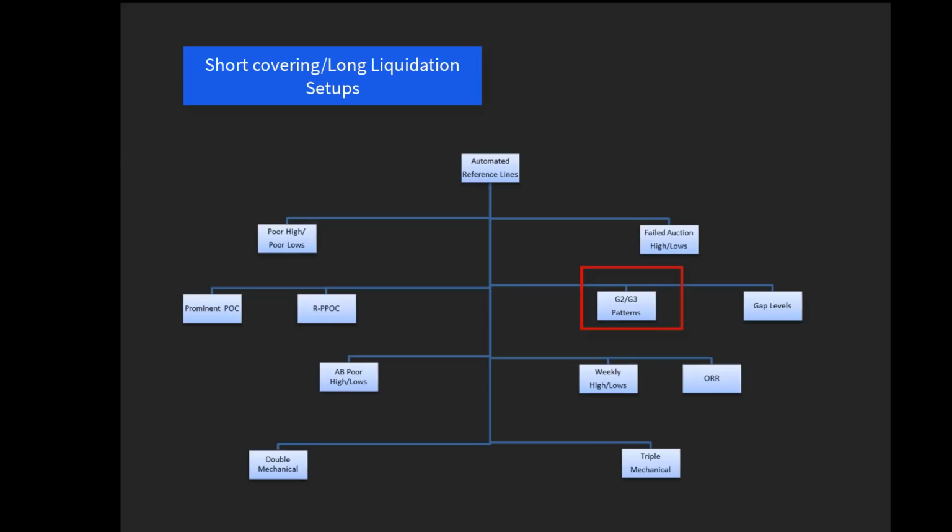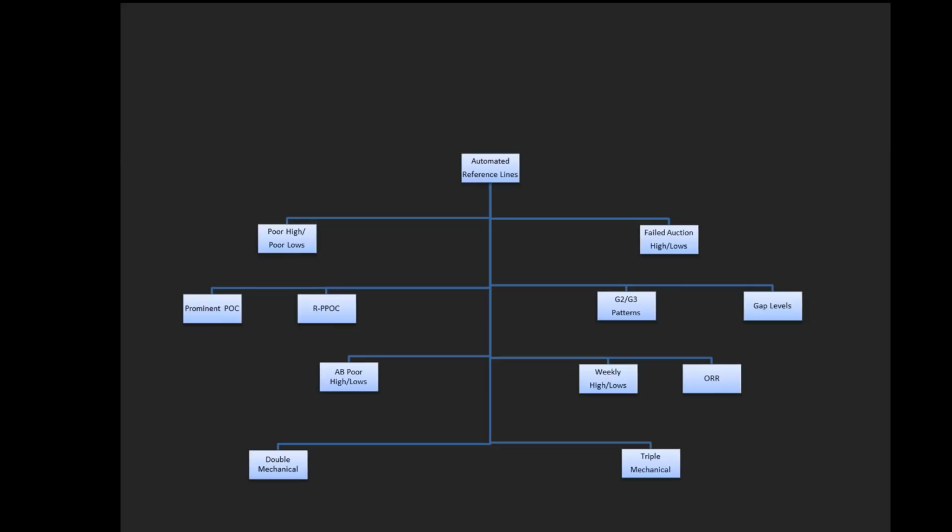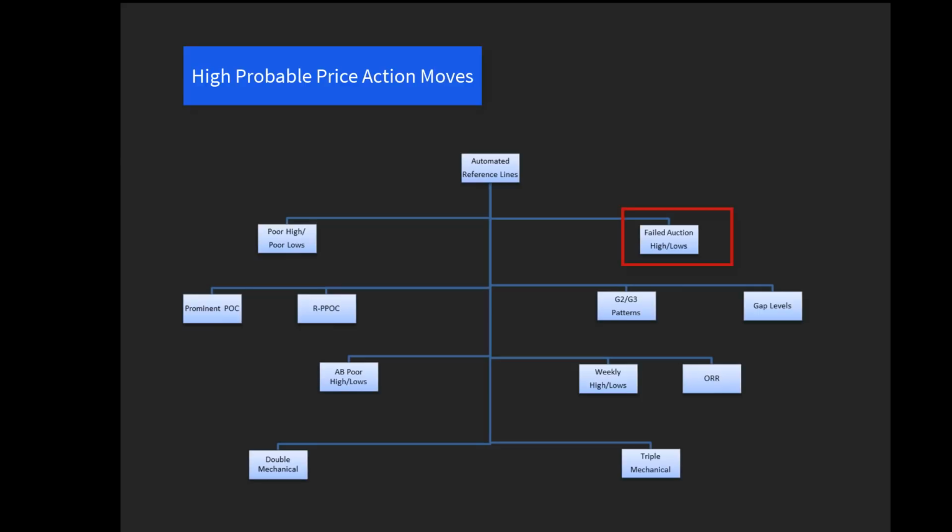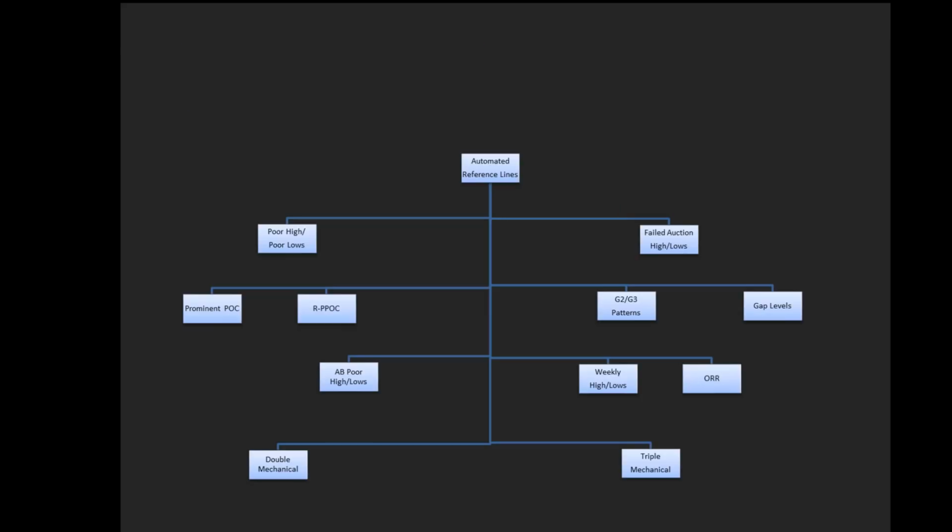The G2 G3 patterns explain a potential short covering or a long liquidation move, possibly towards those levels in T plus 2 days. And a failed auction is again a very key reference level in market profile, which explains high probable price action movement towards those levels in T plus 5 days. There are again other automated reference levels like gaps and weekly high and low reference levels to monitor the market confidence. So these are the most interesting reference levels you can find in Bell Market Profile Ultimate Edition at this time.